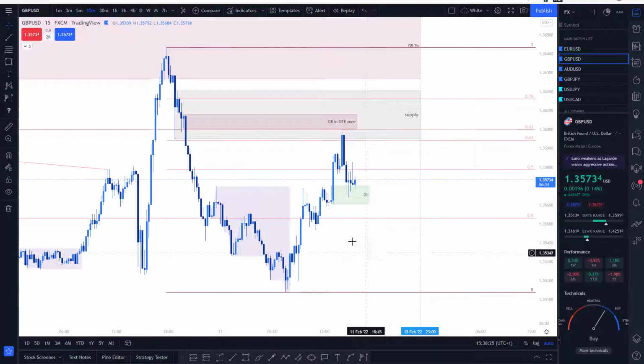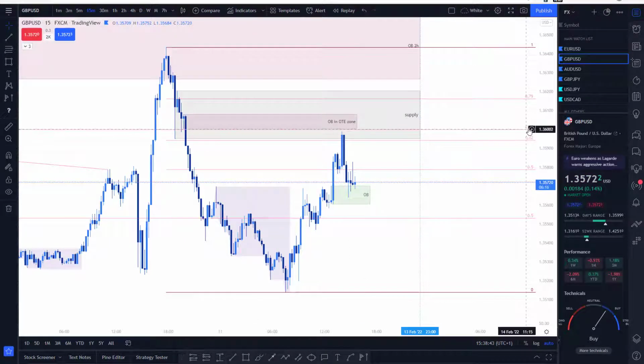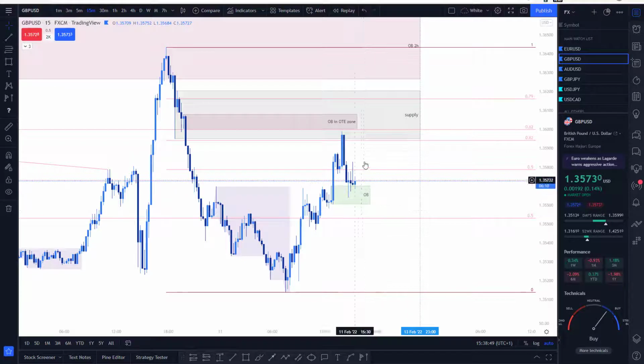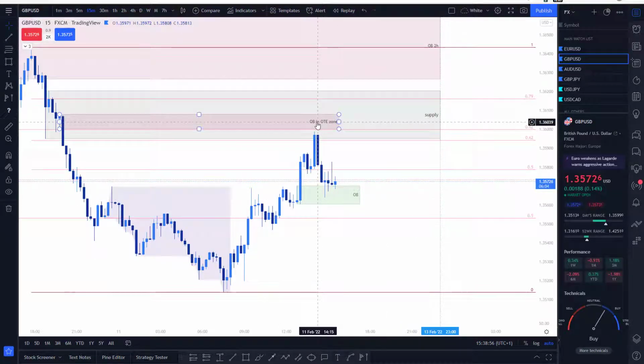So above 50%. This is the supply zone. This is the optimal trade entry according to ICT. The zone between the 62% retrace and the 79. The price didn't get quite into the zone, but it made a change of character.